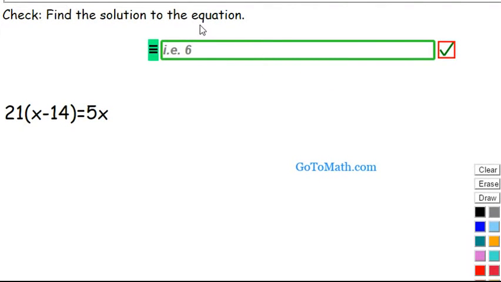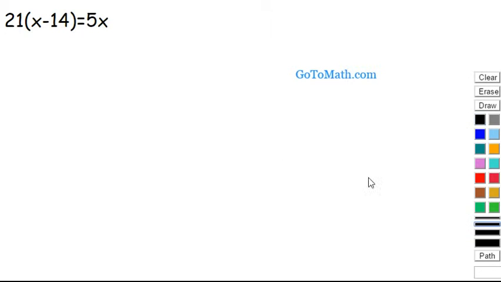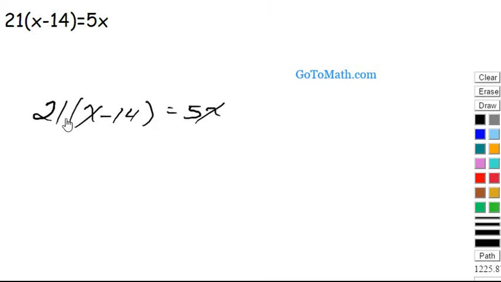We got find the solution to the equation. Here's the equation. And let's just go ahead and write that out down here on the marker board that I spent so hard trying to create. 21 times, what do we got? X minus 14 is equal to 5x. All right.